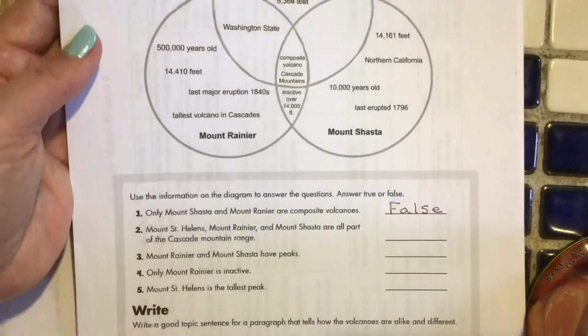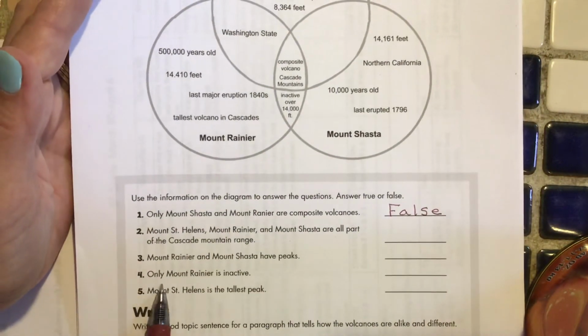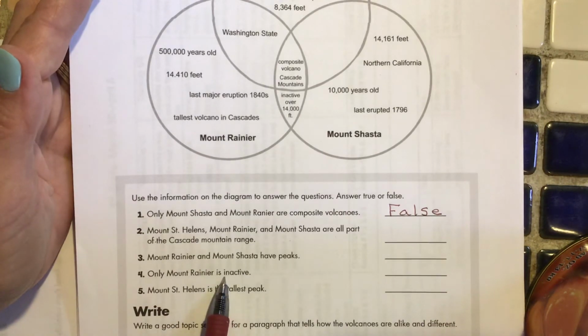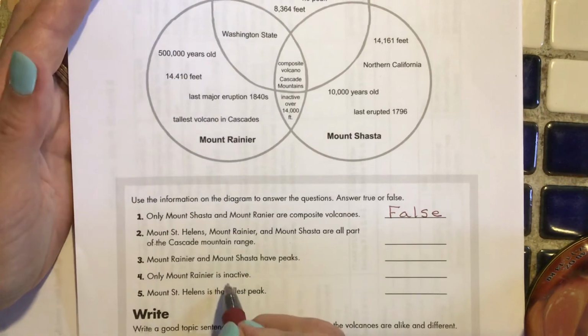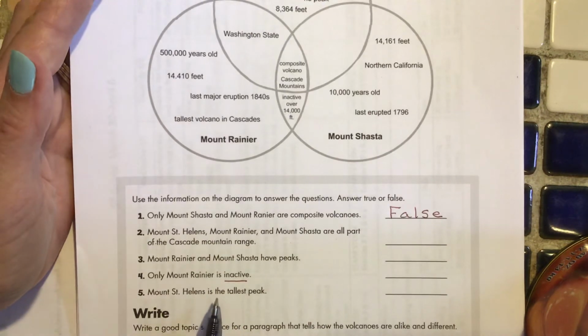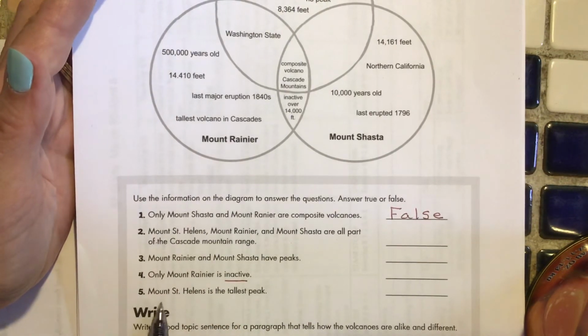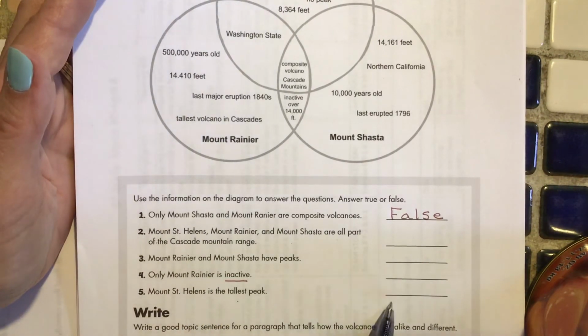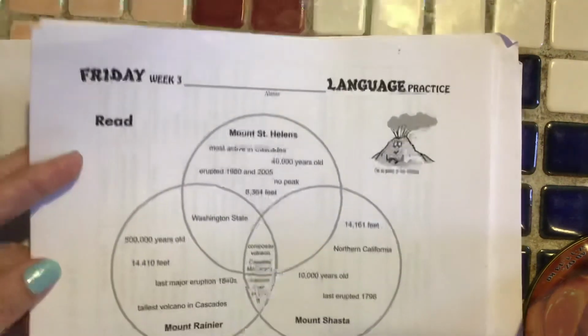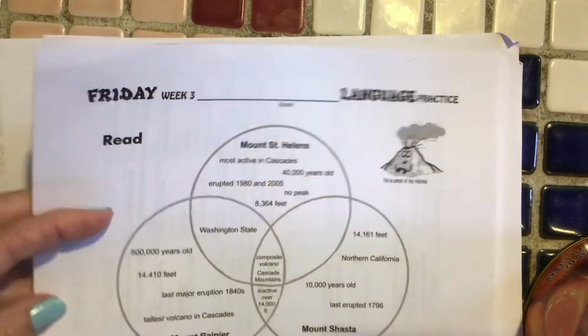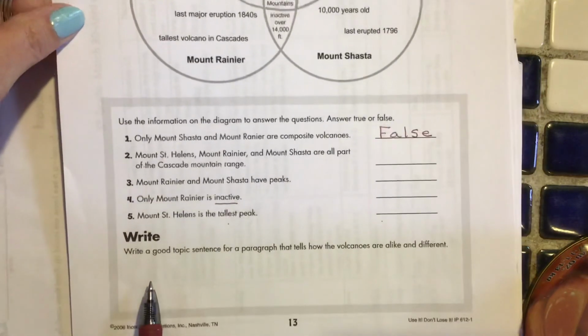Okay? Number 4. Only Mount Rainier is inactive. Hope you underline that word, inactive. And number 5, Mount St. Helens is the tallest peak. Use your diagram to answer these questions. Then look at your writing prompt here.